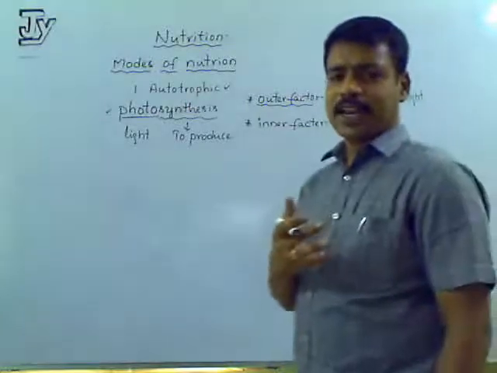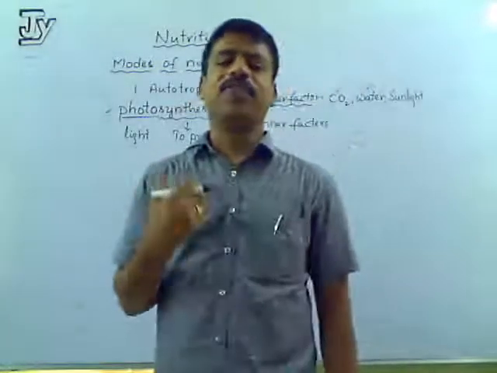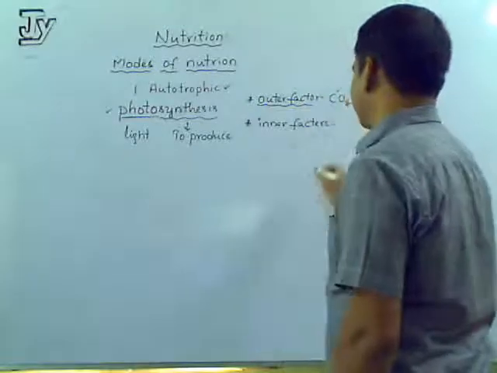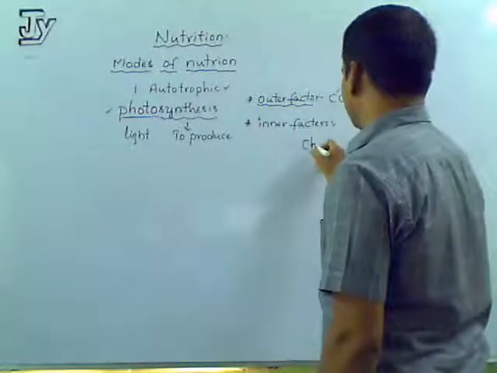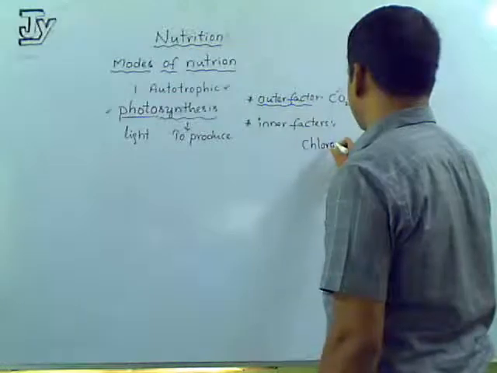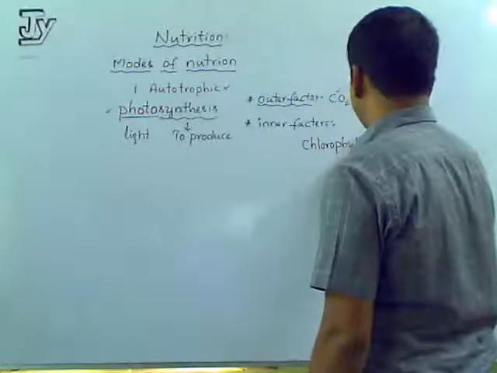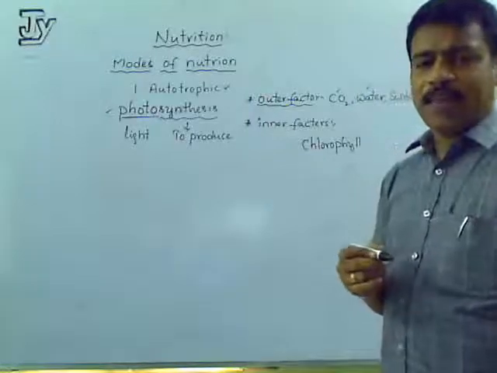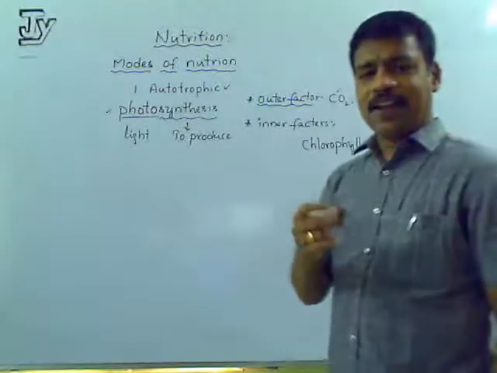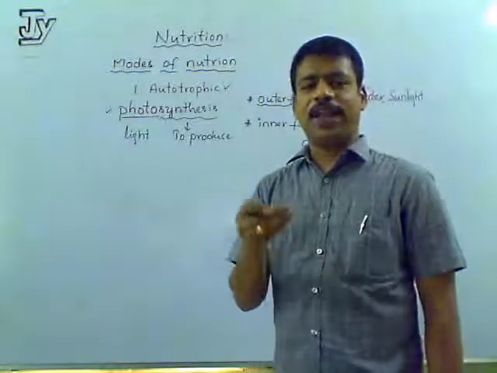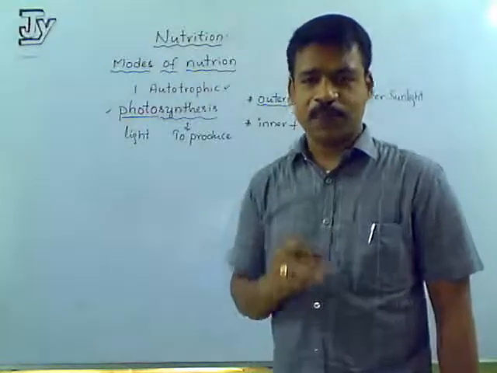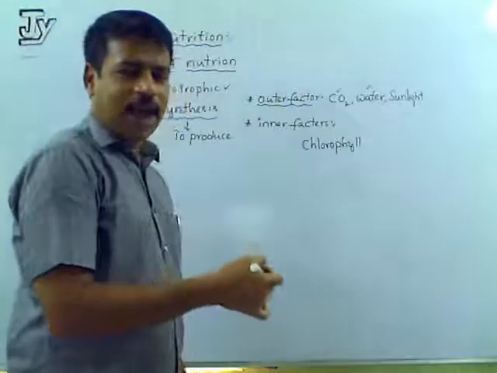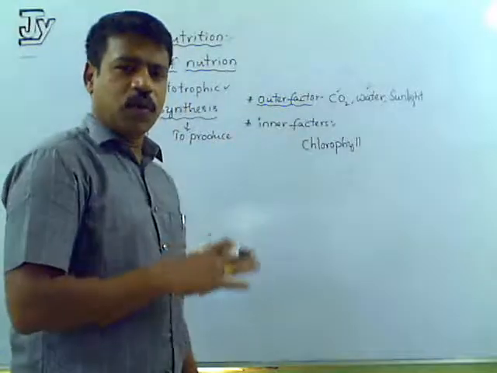Where does a green plant get light? From the sun. And the next one, what are the inner factors? The inner factor is nothing but chlorophyll. Chlorophyll is a green pigment which is present in all green plants, mainly in the leaf. With its help a green plant can prepare its own food.